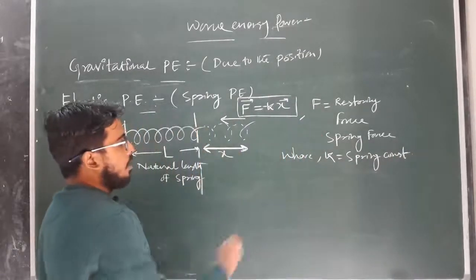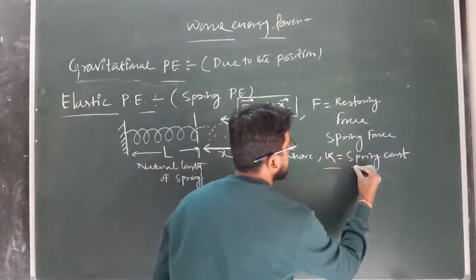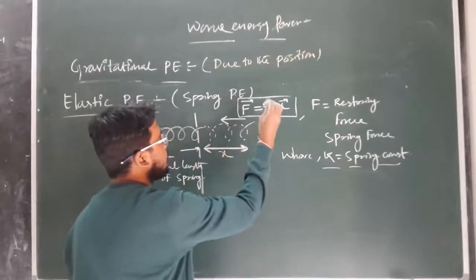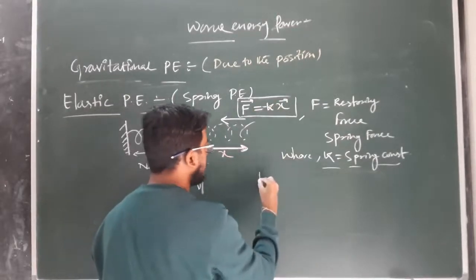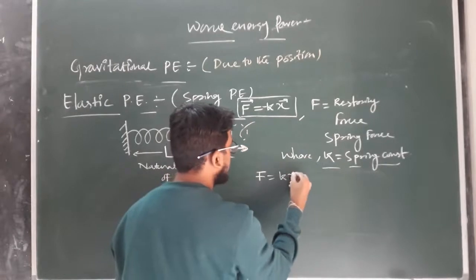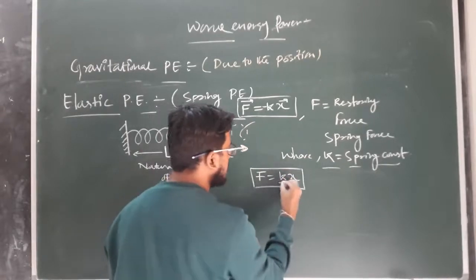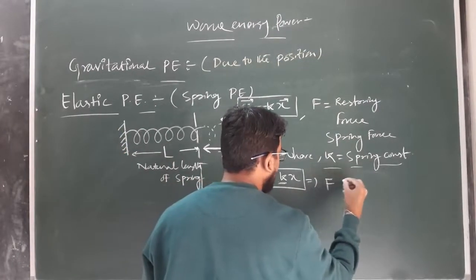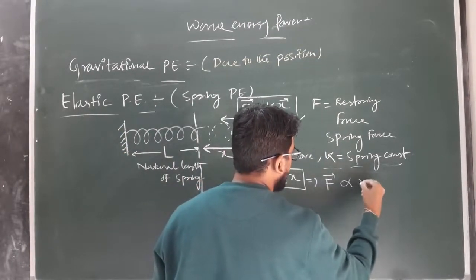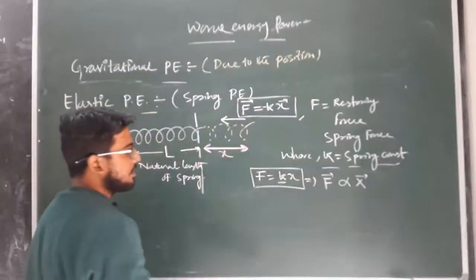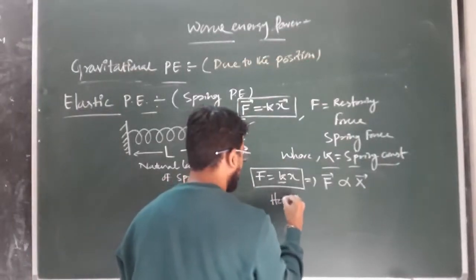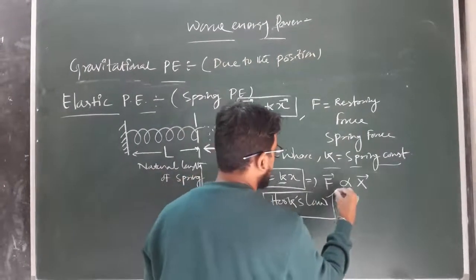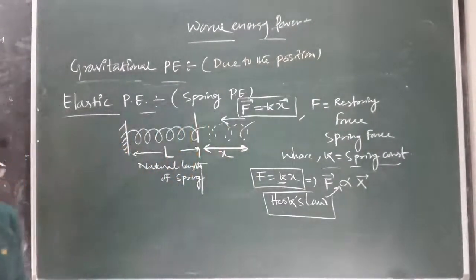okay? And this spring constant varies from spring to spring. It depends upon the properties of the spring. So the restoring force F is equal to minus kx, or in magnitude equal to kx, is known as spring force, and k is known as the spring constant. And from this relation we can write that the restoring force F is directly proportional to the displacement, and this law is known as Hooke's law. Okay, we will discuss it broadly in the elasticity chapter.